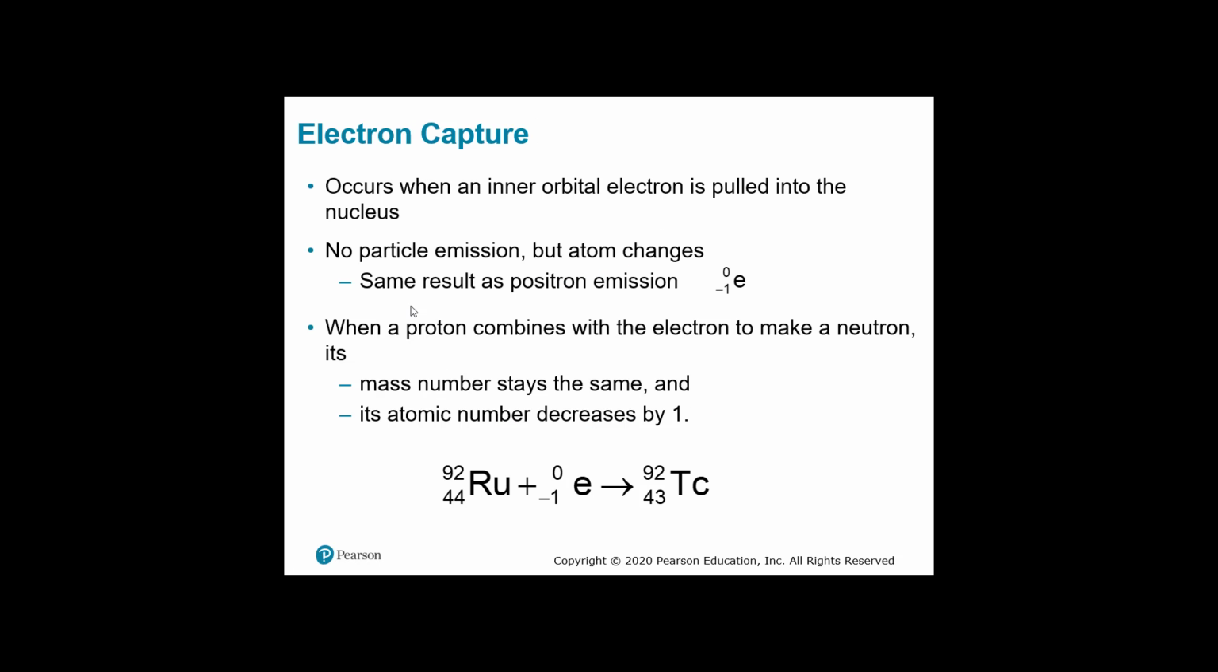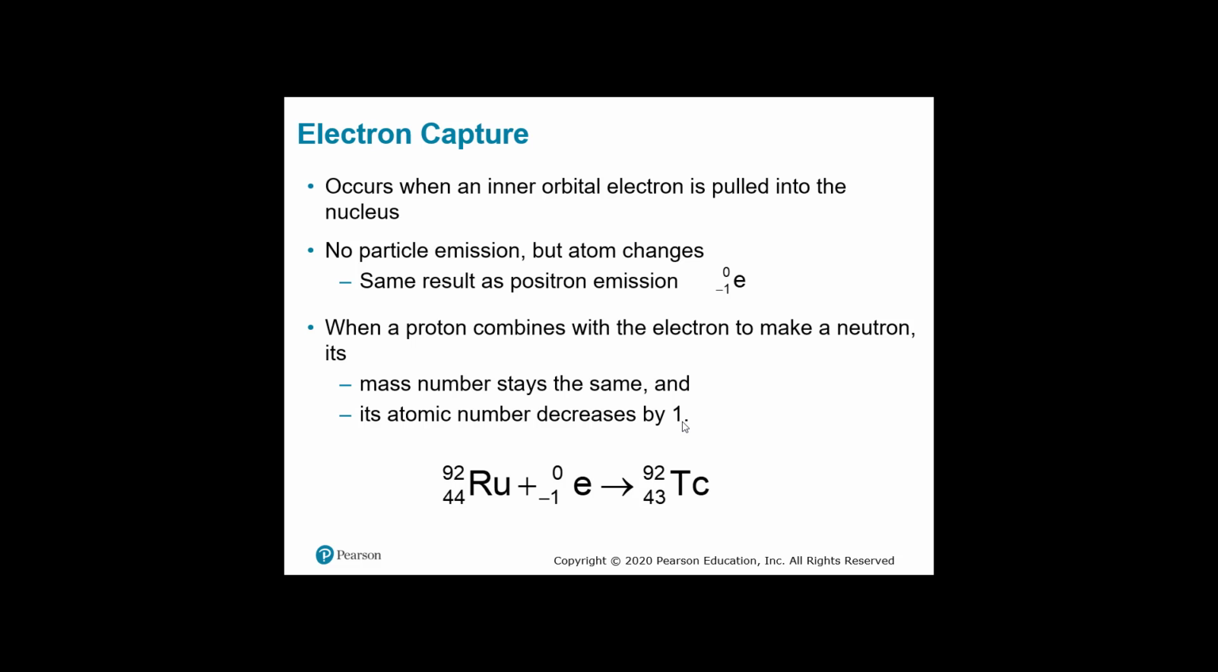Electron capture, it's also called a K capture. It occurs when an inner orbital electron is pulled into the nucleus. No particle emission, but the atom changes. Same result as a positron emission. This is a kind of weird one. So what is this? It's known as K capture as well.